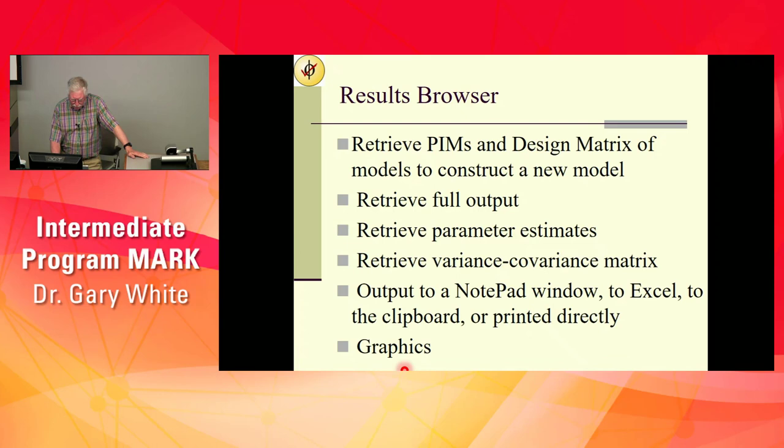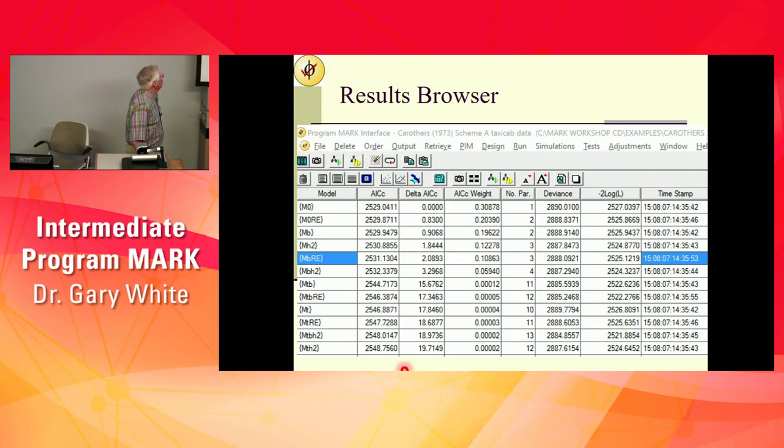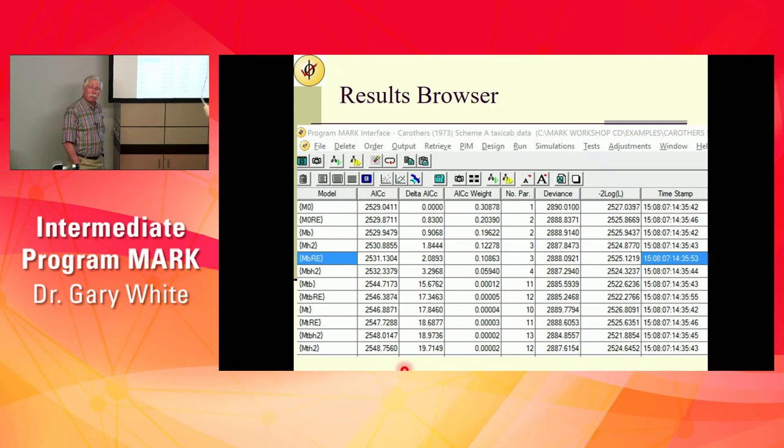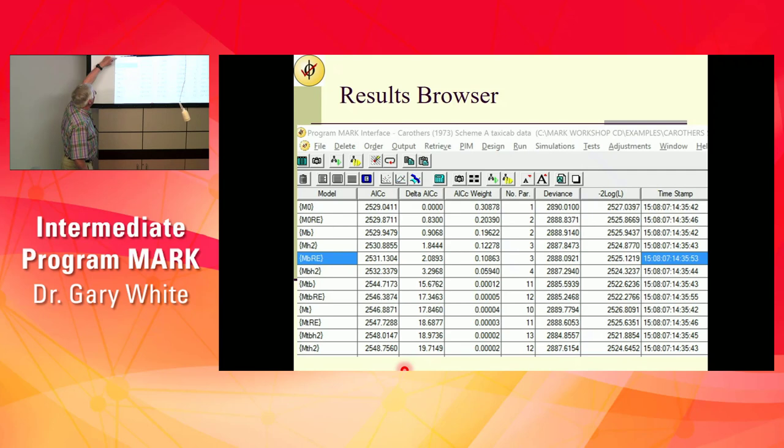Results browser, you've been playing with that a lot. Here are some of the results for the taxicab data. And unfortunately, Model M0 wins, but you can bet that's an underestimate because we know there's a lot of heterogeneity. You see that the Model 0 random effects ranks pretty high. MB pops in there, which doesn't make a lot of sense to me because I don't know where the behavior response is coming from. I should back up.